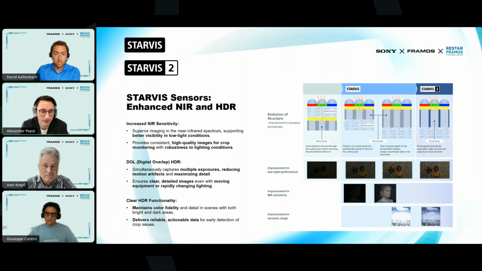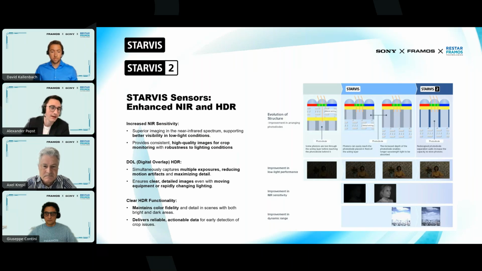And really, the digital overlap HDR ensures you get clear and detailed images even with moving equipment or rapidly changing lighting conditions. And this is particularly important for applications like sprayer guidance or real-time weed detection, where the camera is constantly in motion and you cannot afford blur or artifacts in your images.